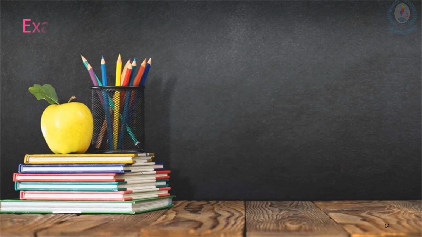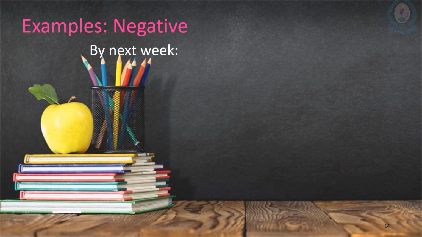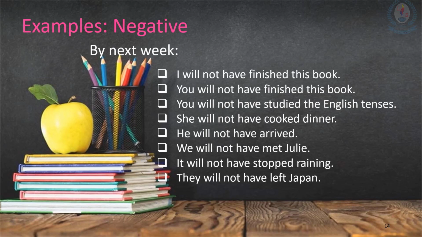Okay, here are the negative examples. By next week, I will not have finished this book. You will not have finished this book. You will not have studied the English tenses. She will not have cooked dinner. He will not have arrived. We will not have met Julie. It will not have stopped raining. They will not have left Japan.